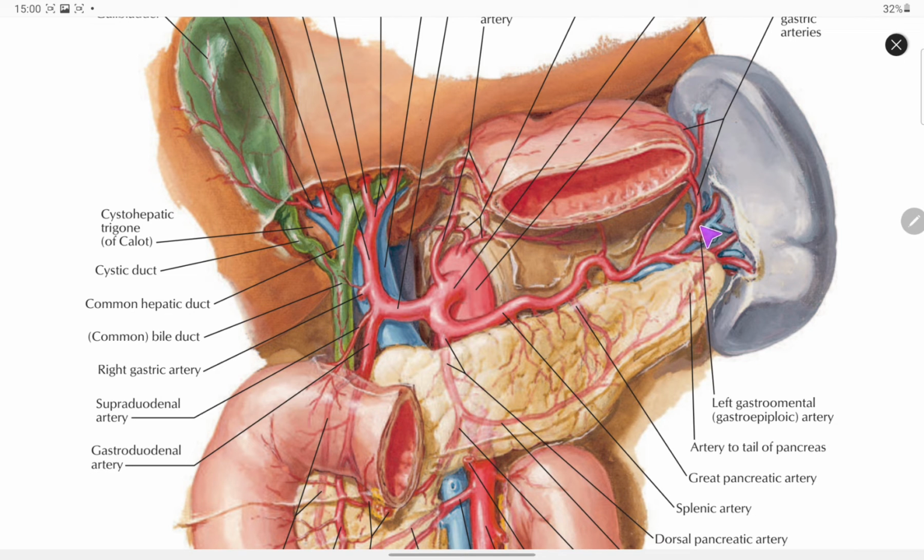These branches enter the spleen. To supply it within the spleen, it divides repeatedly to form straight vessels. Those straight vessels are called the penicilli, which further divide into ellipsoid and arterial capillaries.